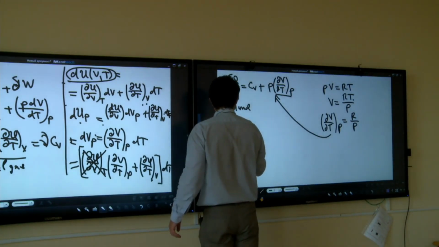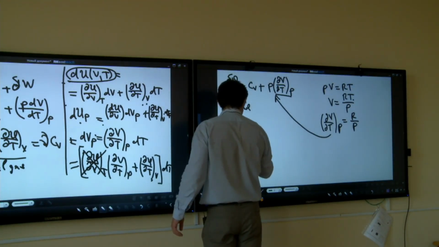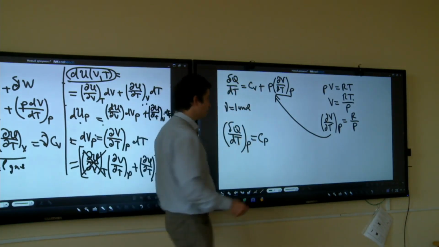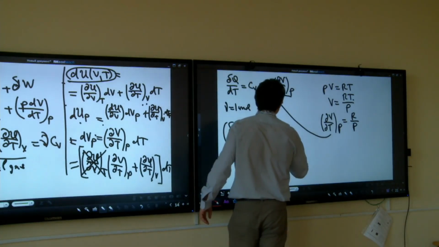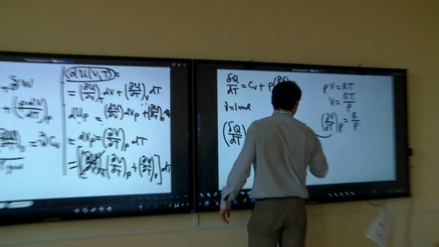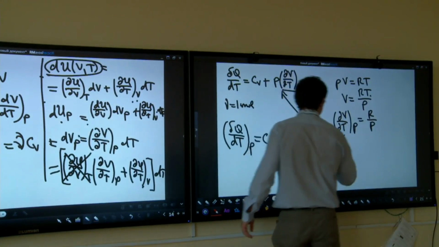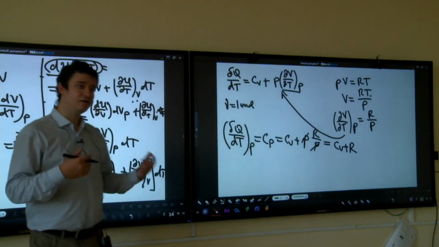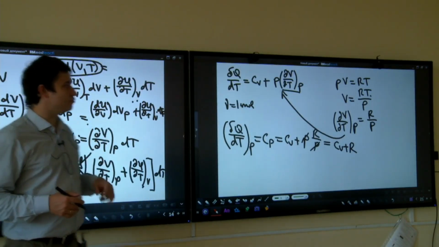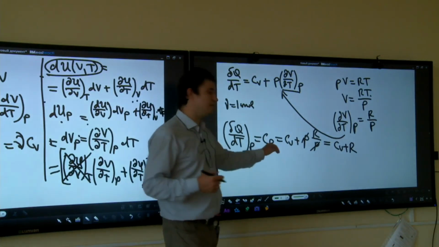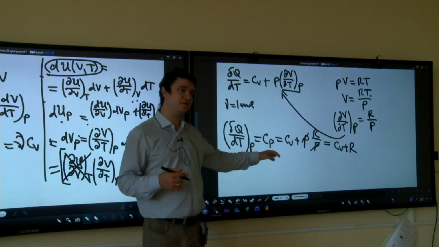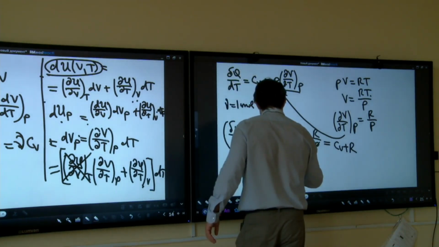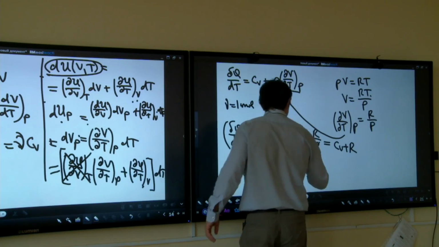And I get delta Q over dt at constant pressure, which is actually the heat capacity at constant pressure, equals Cv plus P times R over P, and that would give me Cv plus R. So if you know the molar heat capacity at the constant volume, you can immediately obtain the molar heat capacity at the constant pressure by means of this equation. This equation has the name, okay, Meyer's relation.